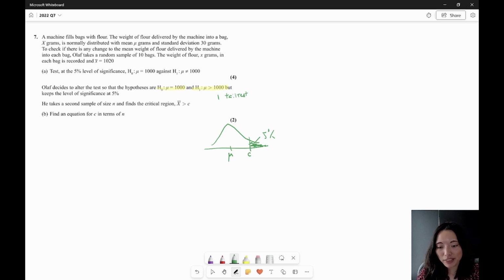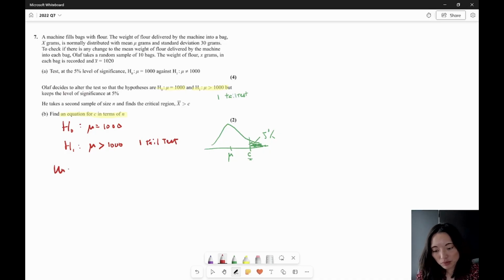He takes the second sample of size n and finds the critical region X bar greater than C. So again, if X bar is greater than C, then we reject the null hypothesis. And we are asked to find an equation for C in terms of n. Let's see how we go about doing this. First of all, let's write down from our question what the null hypothesis and the alternative hypothesis are. H naught is mu equals 1000. H1, the alternative hypothesis, is mu greater than 1000. Again, as we said before, it is a one-tailed test because it's a one-sided inequality.